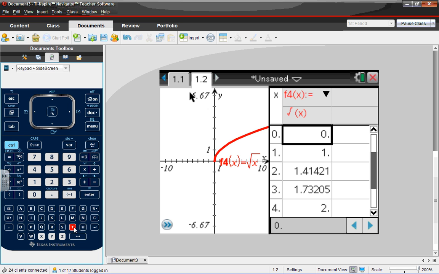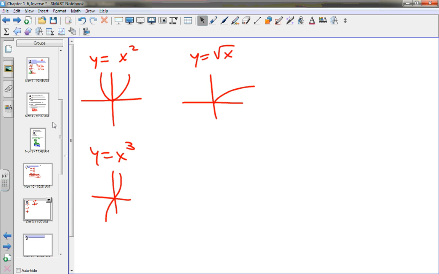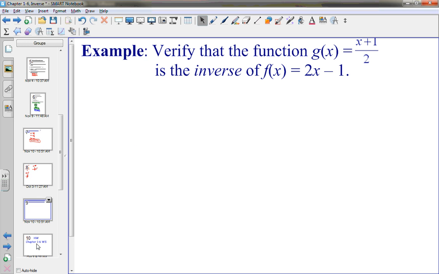Control-T. What's happening to y as x gets big? It's getting bigger, so it's gradually getting bigger and bigger, clear out there in space. Do we see that? So is it a one-to-one function? Yes, it is. So this is going to have an inverse. Do we all understand now how to use your parent functions to help you if something is one-to-one? Yes? Excellent. Moving right along.